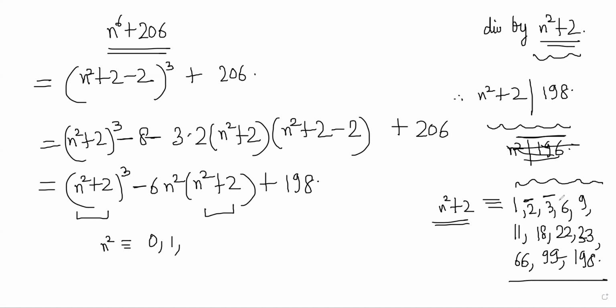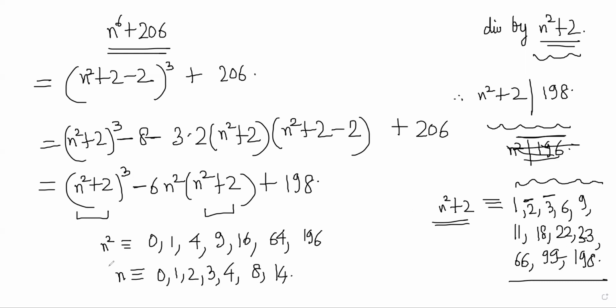0, 1, 4 from here. n² cannot be 7 because it's not a perfect square. 9, 16, 31, 64, and 196. And from here we get n should be 0, 1, 2, 3, 4, 8, and 14. So these are the possible integer values of n for which n²+2 divides this expression, right? So that is the proof of this one.